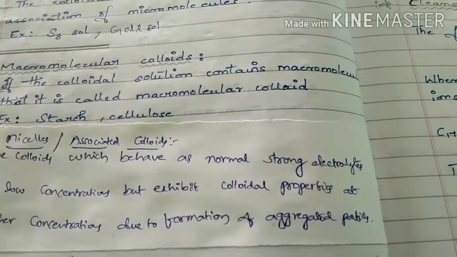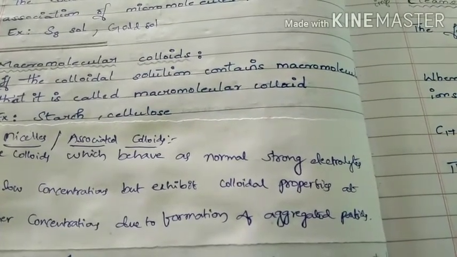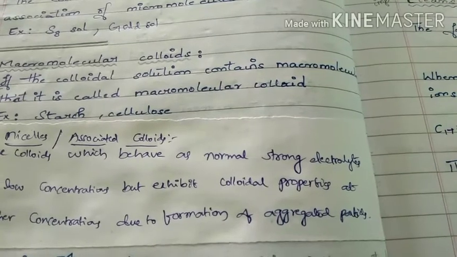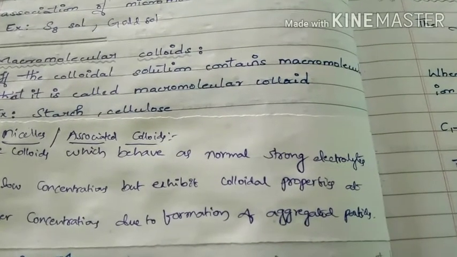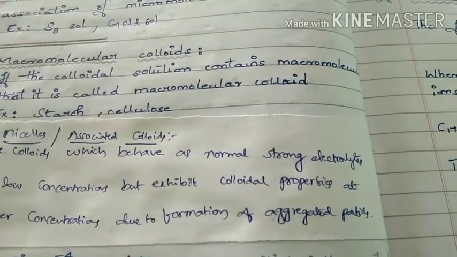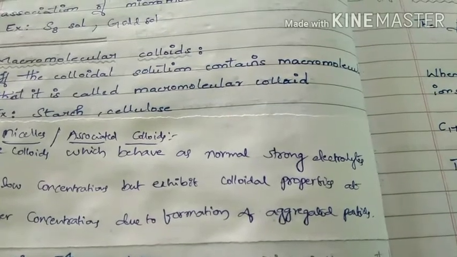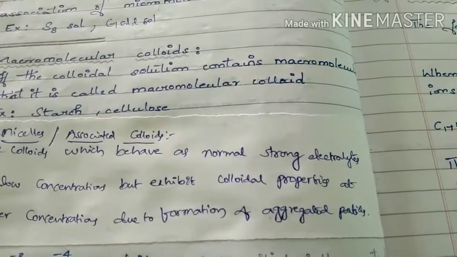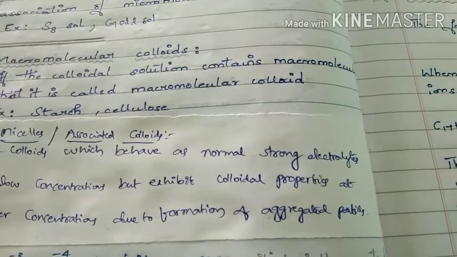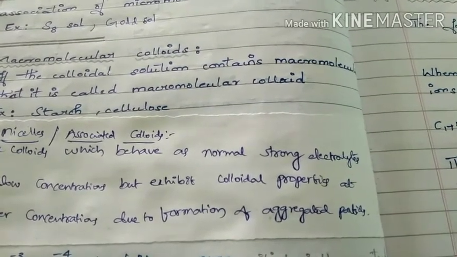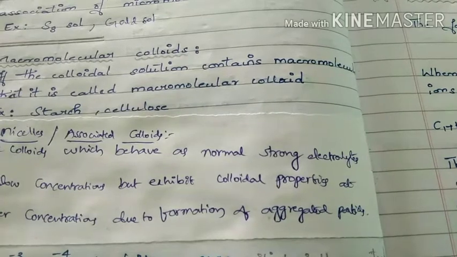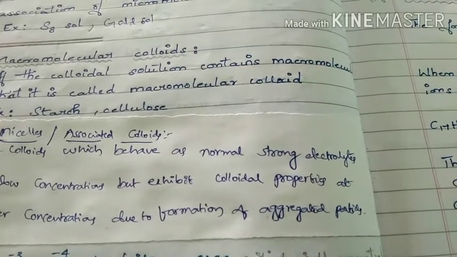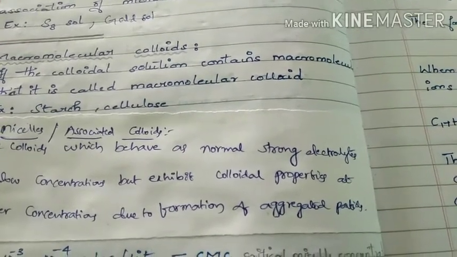Why are these called macromolecules? Because these contain a large number of molecules. Starch contains nearly 200 to 1000 glucose molecules. So that starch is considered a macromolecule. If that macromolecule is present in water, then it forms a colloidal solution. Why? The particles become aggregated.